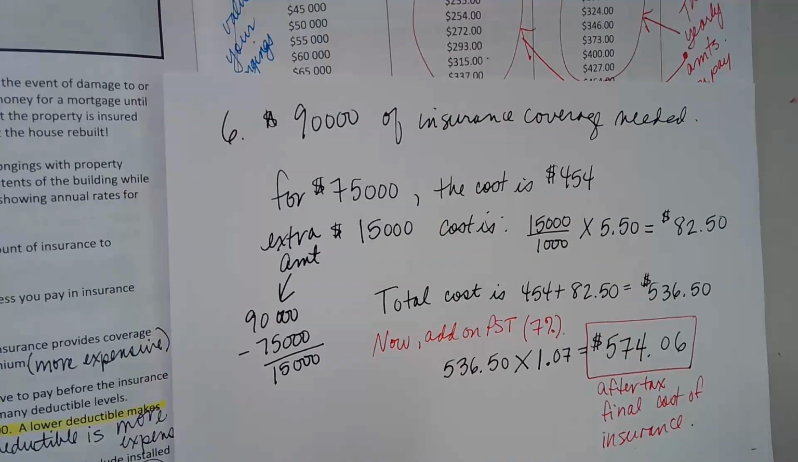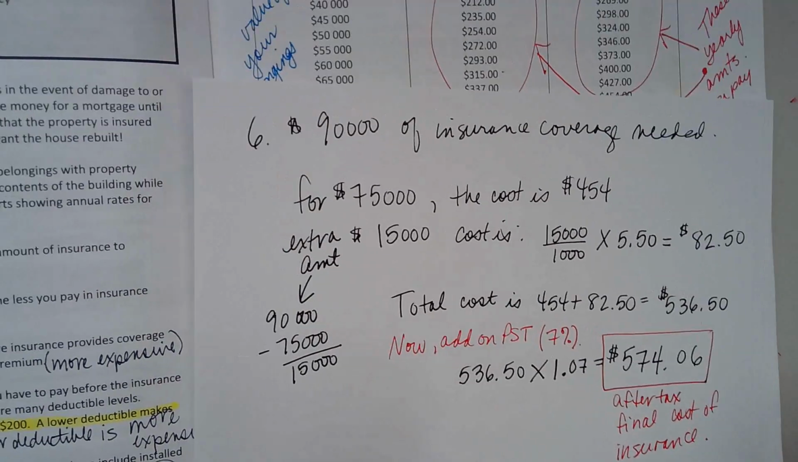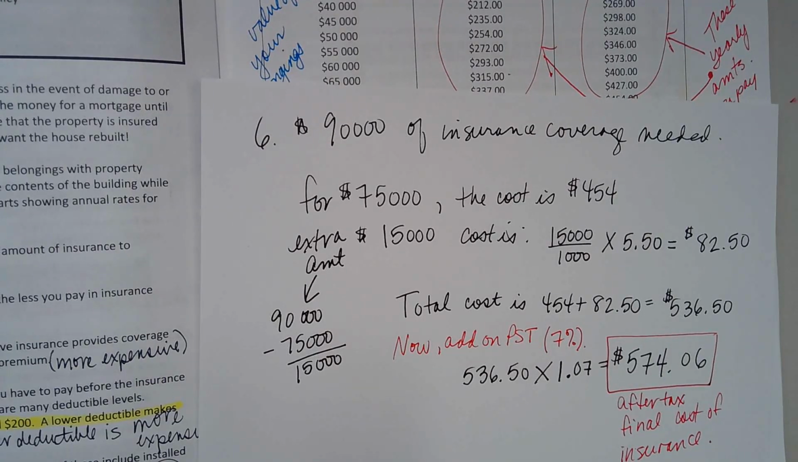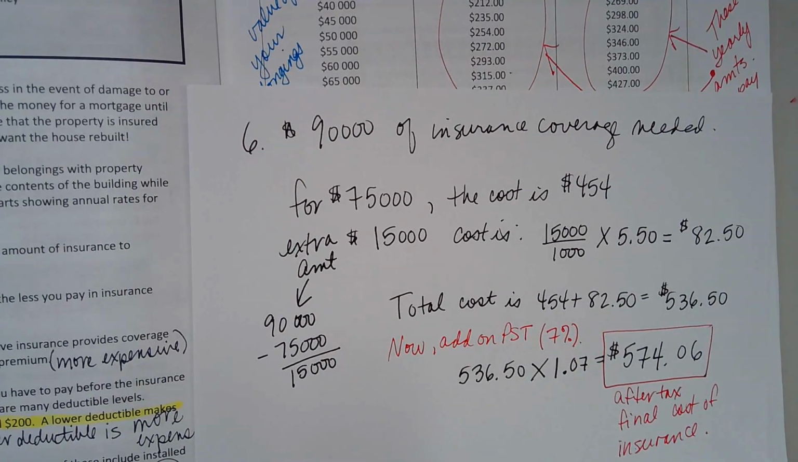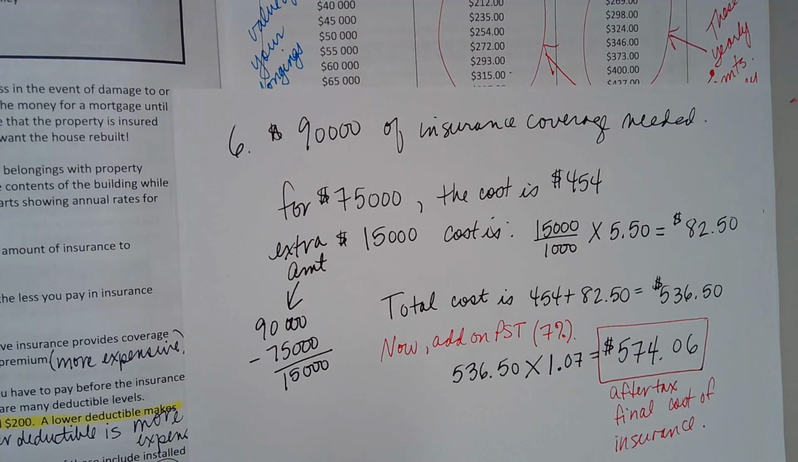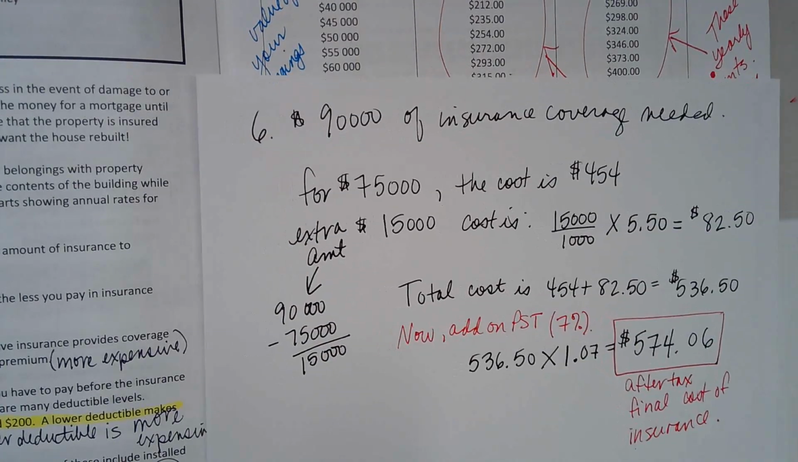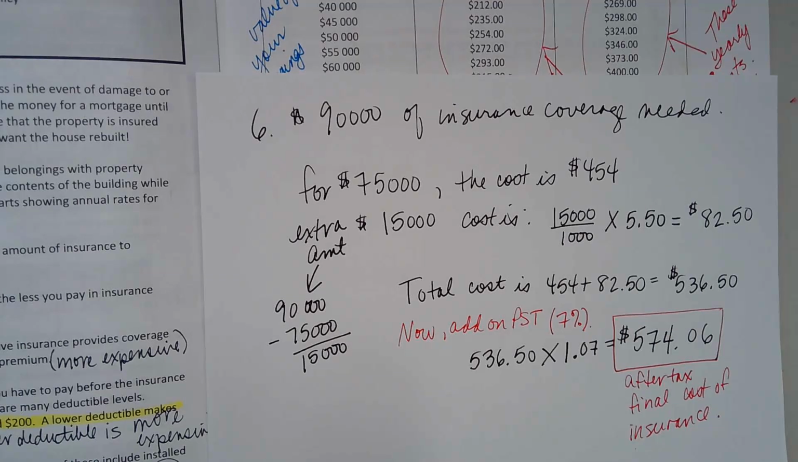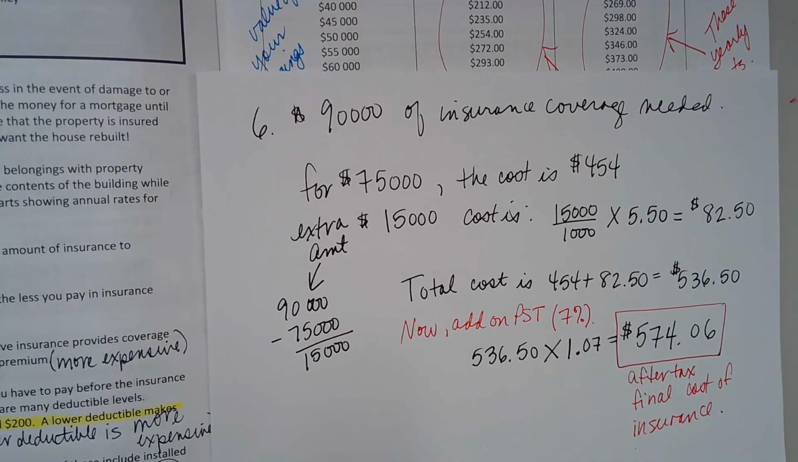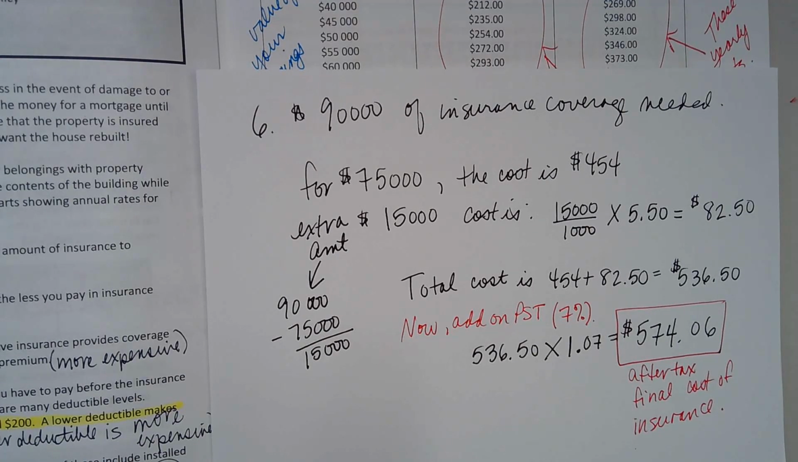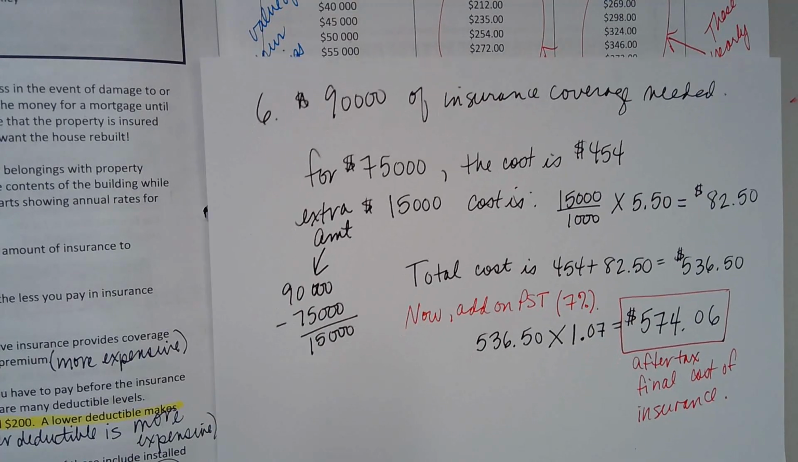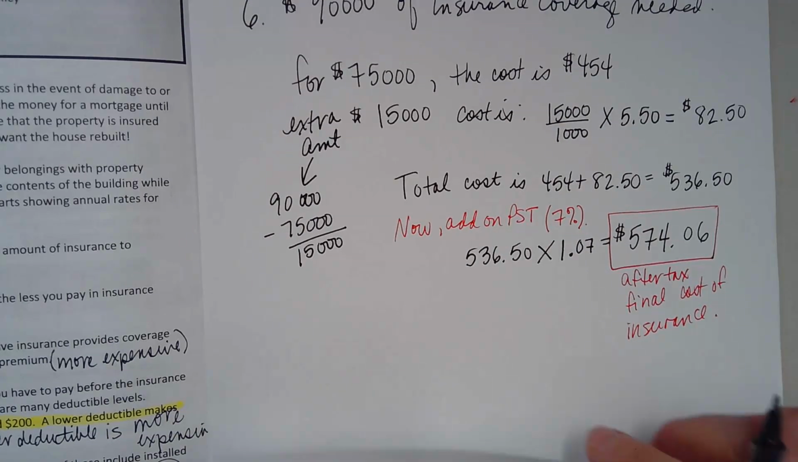1.07? Yes. Why 1.07? Okay, I'll explain it again. That's okay. I'll let everyone write that down. Okay, got it? Okay, why is it 1.07?